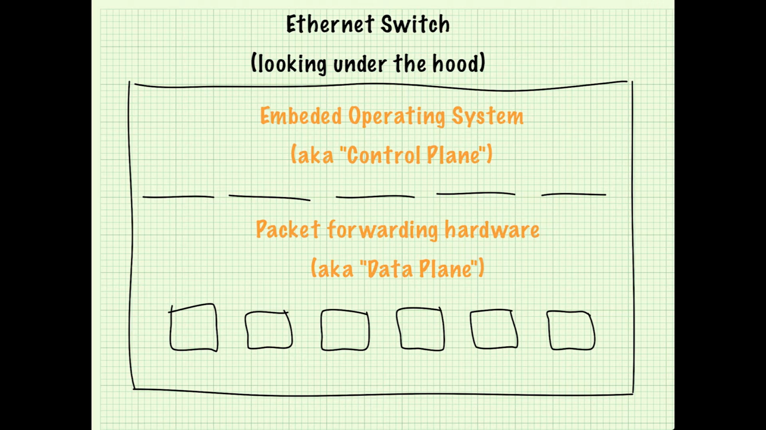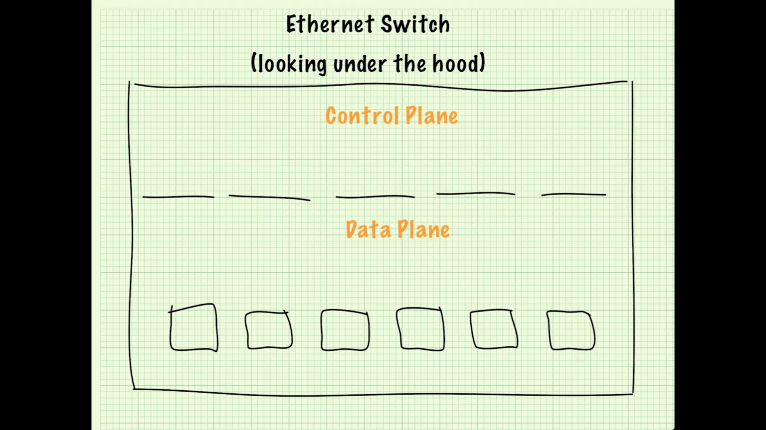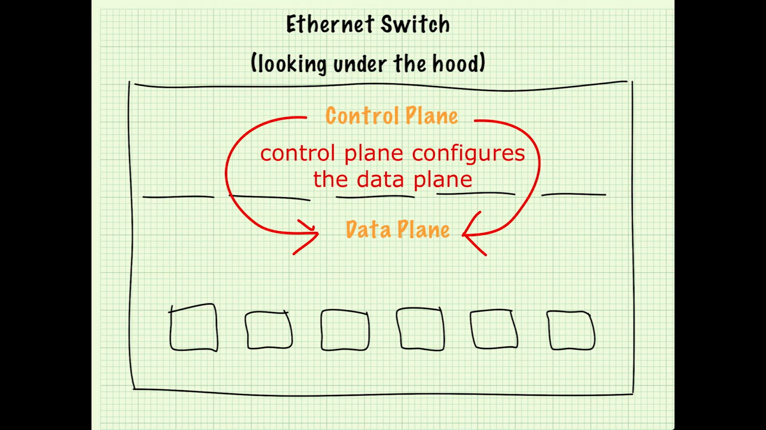So in a more simplified view, you have a control plane, which is mostly software, and you have a data plane, which is the high-speed forwarding hardware in an Ethernet switch. The role of the control plane with respect to the data plane is that the control plane actually configures the data plane. So the data plane on its own would not know how to forward packets. The control plane essentially puts rules in special memory hardware in the data plane, and then the data plane is driven by those rules and processes packets at high speed.